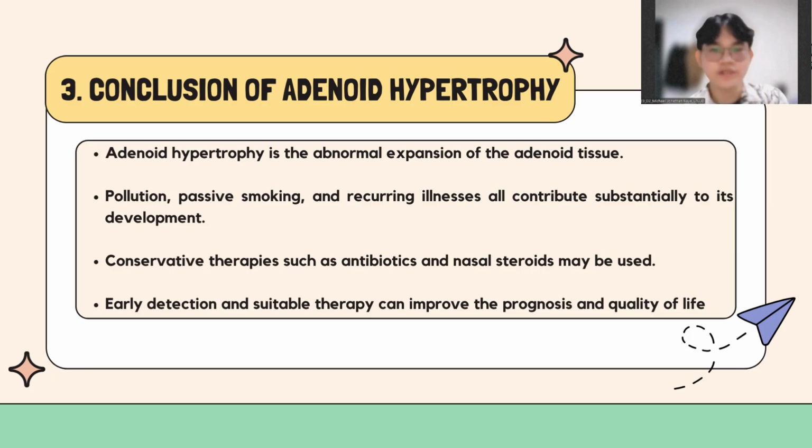Adenoid hypertrophy is the abnormal expansion of the adenoid tissue, which can lead to nasal blockage, mouth breathing, snoring, and recurrent ear infections, especially in youngsters. Pollution, passive smoking, and recurring illnesses all contribute substantially to its development. Clinical symptoms and a physical examination are used to make the diagnosis, which is frequently confirmed with imaging or endoscopy. Conservative therapies such as antibiotics and nasal steroids may be used, but severe or chronic situations should be treated surgically, and early detection and suitable therapy can improve the prognosis and quality of life of the patient.